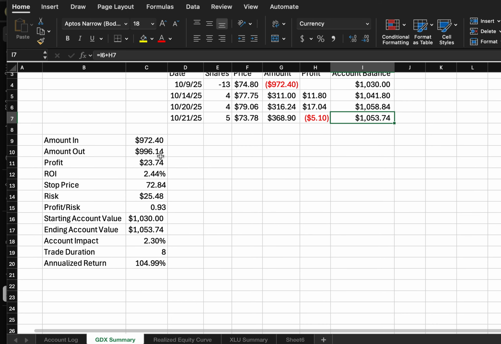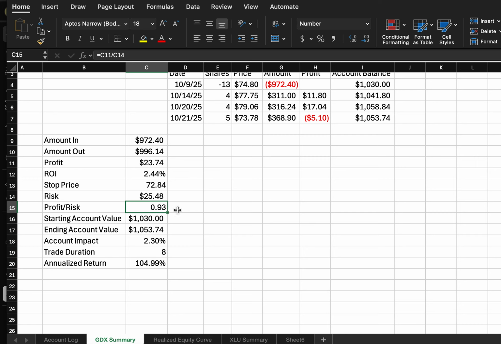Here are some summary facts about the trade. The amount that I put into the trade was $972. The amount that I took out was $996, for a total profit of $23.74, which is a return on investment of 2.44%. My risk in the trade was $25.48. Therefore, my profit to risk ratio, profit divided by risk, was 0.93. So it didn't quite make 1R. 0.93R is what I made on the trade.